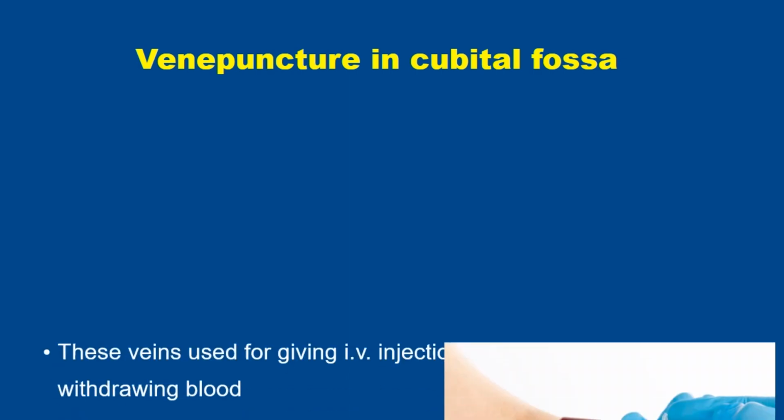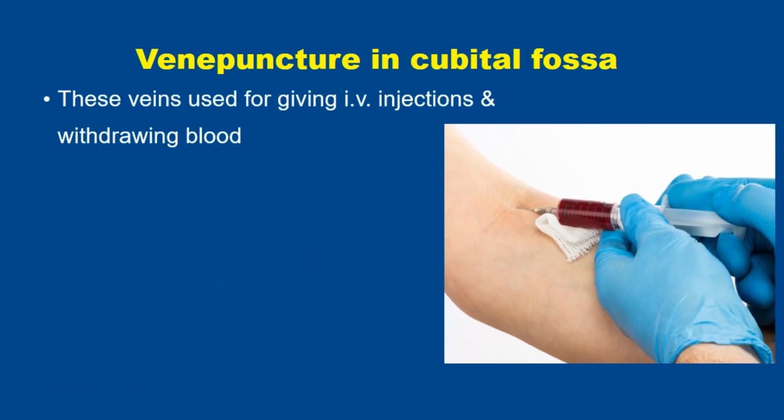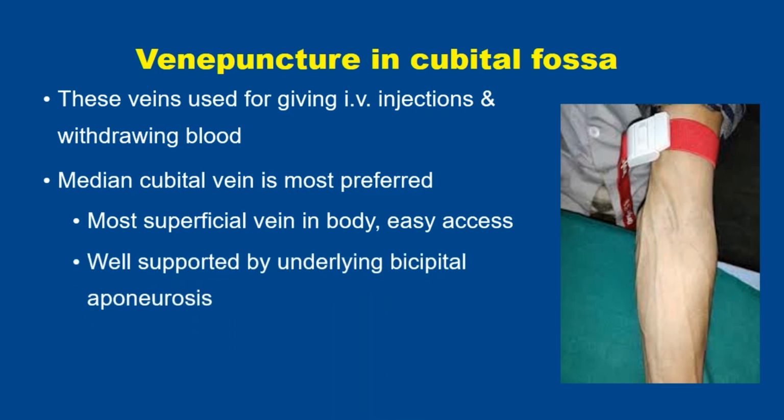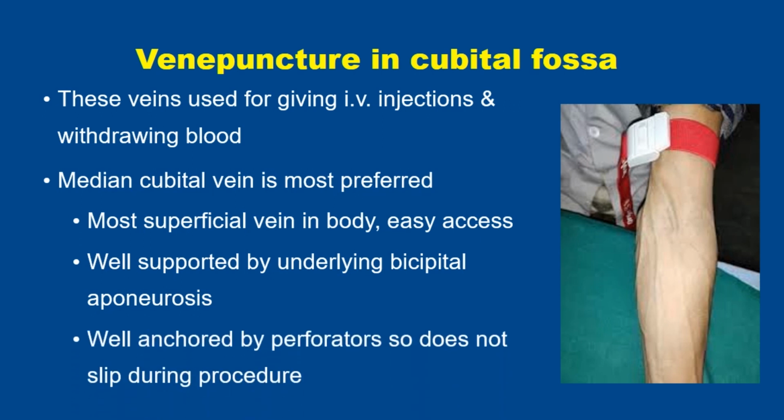Now the venipuncture in the cubital fossa. These veins are used for giving intravenous injections and withdrawing blood. The medial cubital vein is most preferred because it is the most superficial vein and easy to access, and it is well supported by the underlying bicipital aponeurosis, and it is well anchored by the perforator so it does not slip during the procedure.